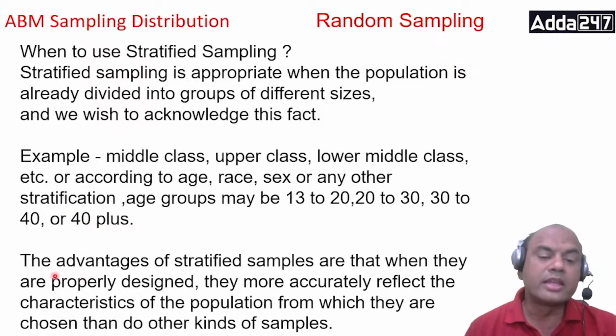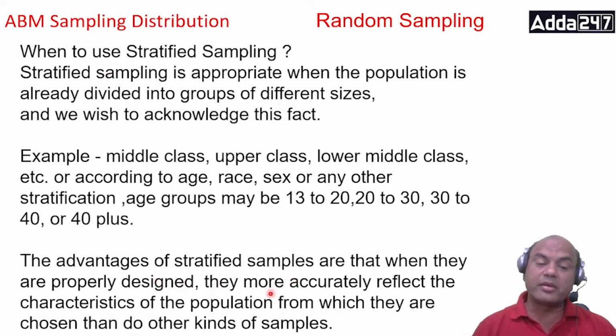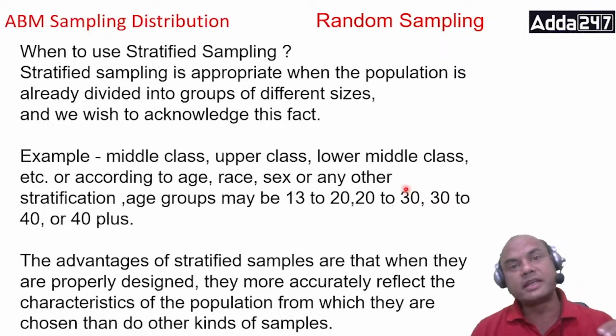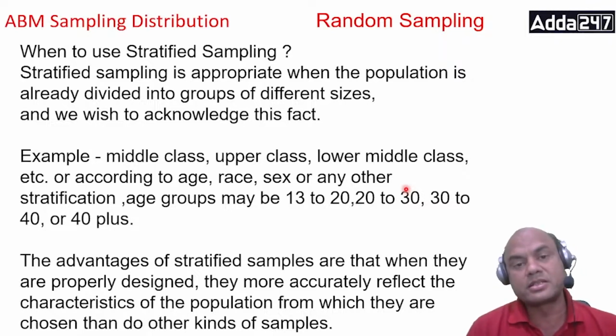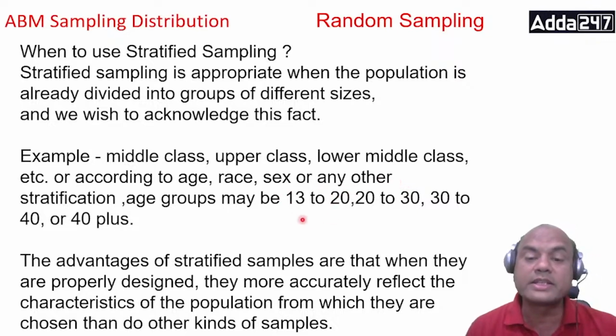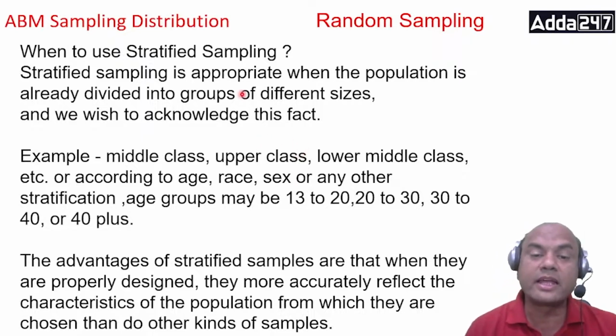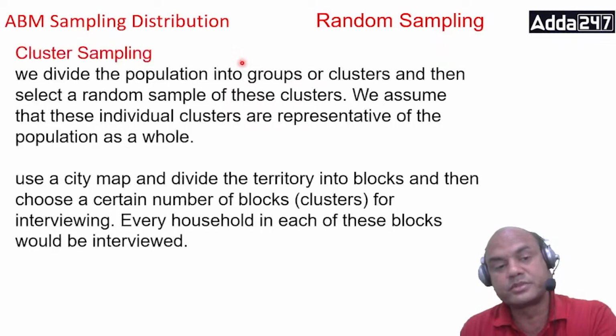The advantage of stratified sampling is that when properly designed, it more accurately reflects the characteristics of the population from which it is chosen than any other kind of sample. So basically it is correct. Suppose I choose the 20 to 30 age group, that thinking will give me the correct picture. Suppose I want to design jeans pants. Which group thinks in what way? For that I have to divide it into various age groups and then I'll get the real answer. So there stratified sampling will be of best use.